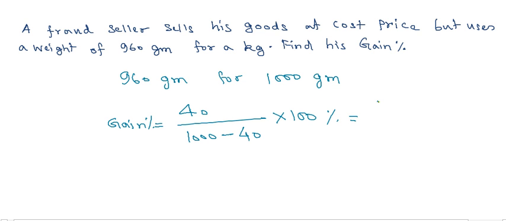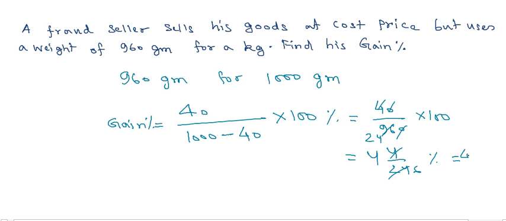So we have 40 divided by 960 into 100. This is 4 by 24, which is percent equals 1 by 6%. So the seller has gained 1 by 6% by using false weights.